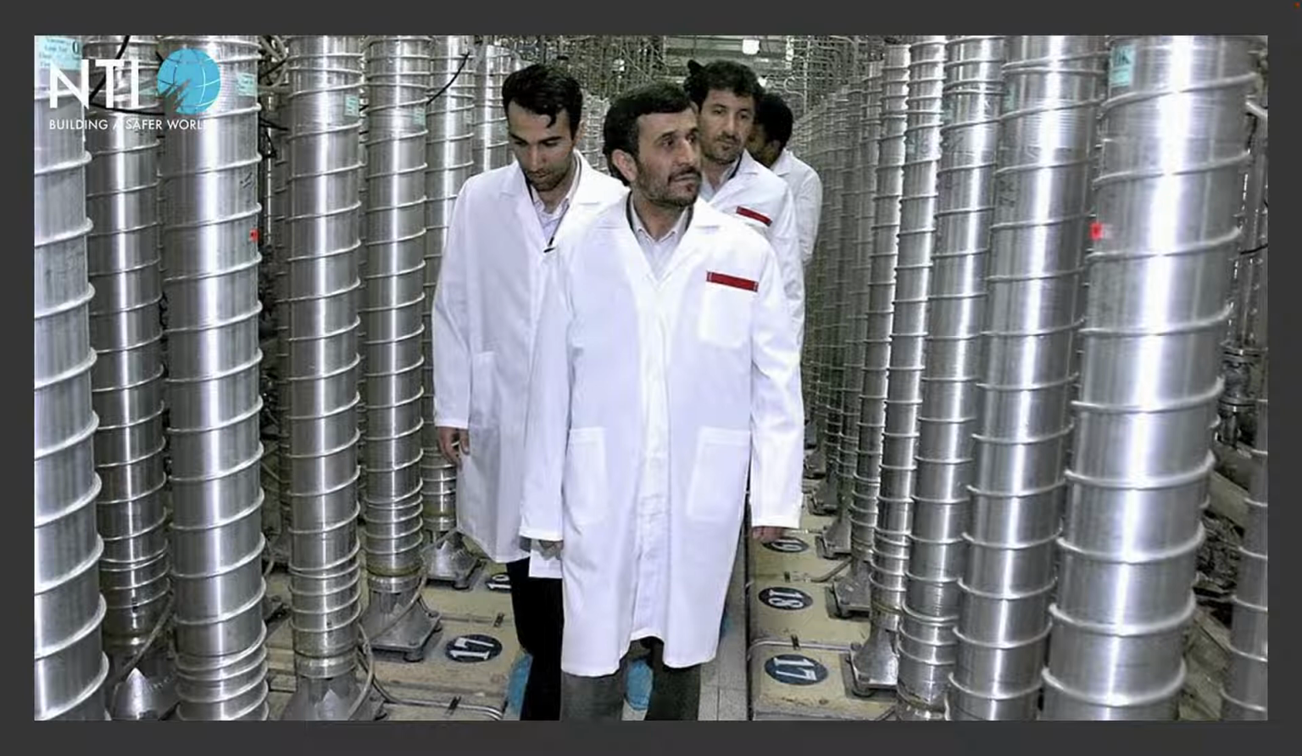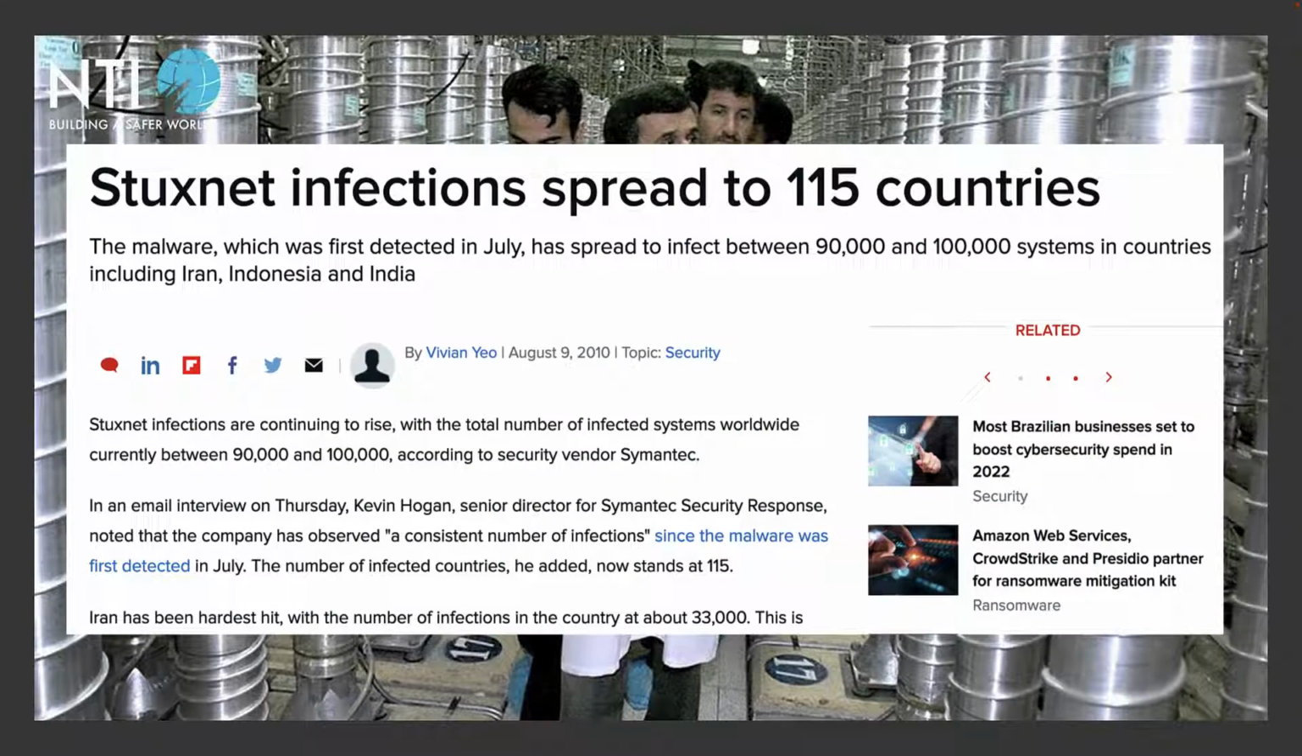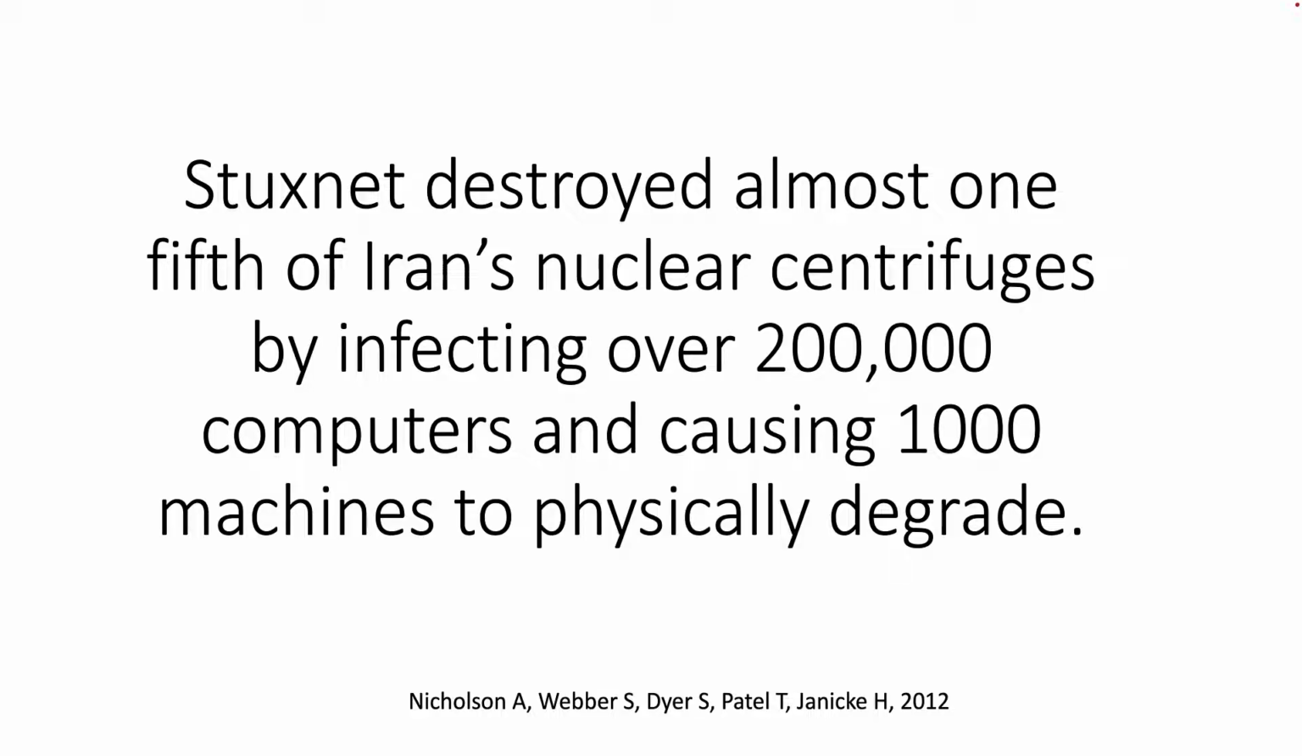Some way, Stuxnet was able to jump the air gap and go on to infect other industrial control systems of a similar nature all around the world. And that's actually why we know about Stuxnet, because it escaped. Stuxnet destroyed almost one fifth of Iran's nuclear centrifuges by infecting over 200,000 computers and causing 1,000 machines to physically degrade.